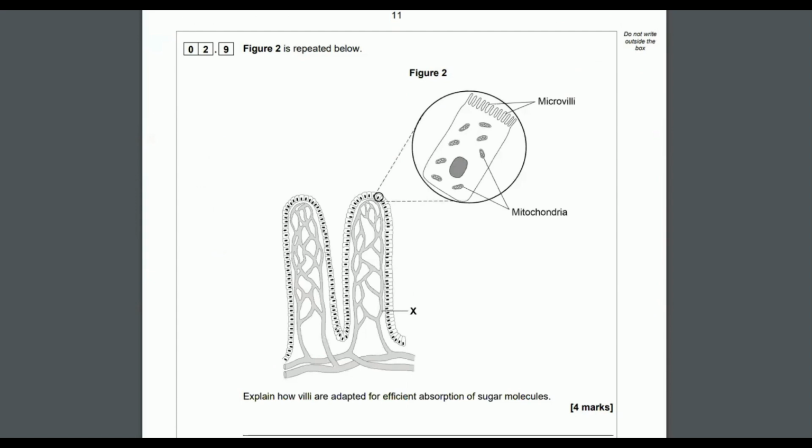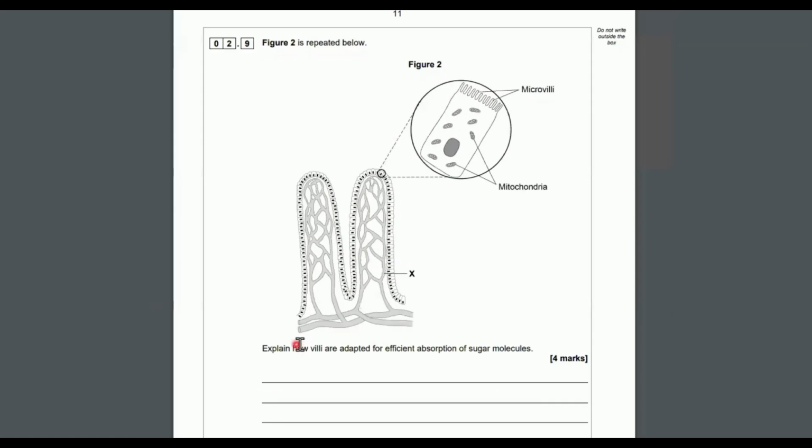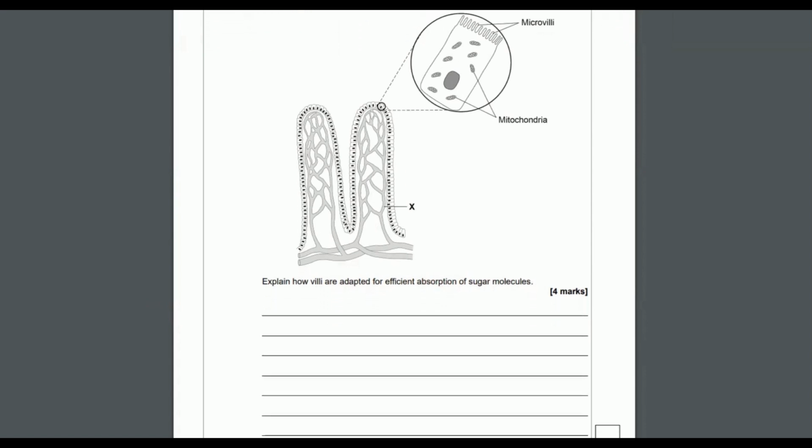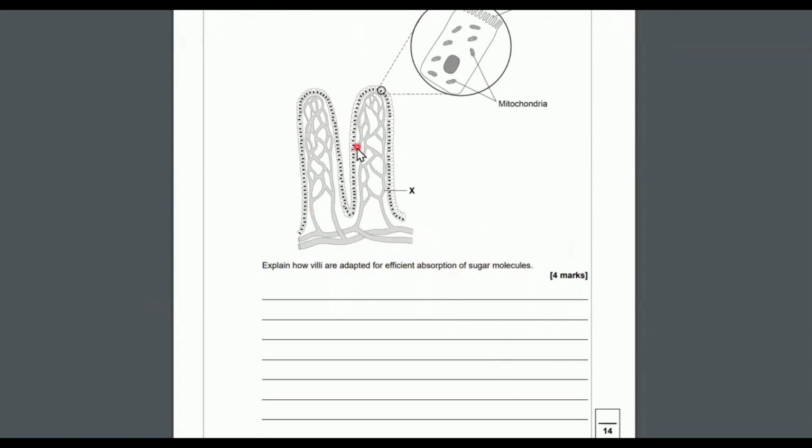Okay, let's look at 2.9. Figure 2 is repeated below. So we've got this exact same image of 2 villi, or each one of them is called a villus, on their own. And then we have these microvilli that are all round the edge. Explain how the villi are adapted for efficient absorption of sugar molecules. Let me move down my screen. Now, this is worth 4 marks. Let's get into it. What do you need to say?